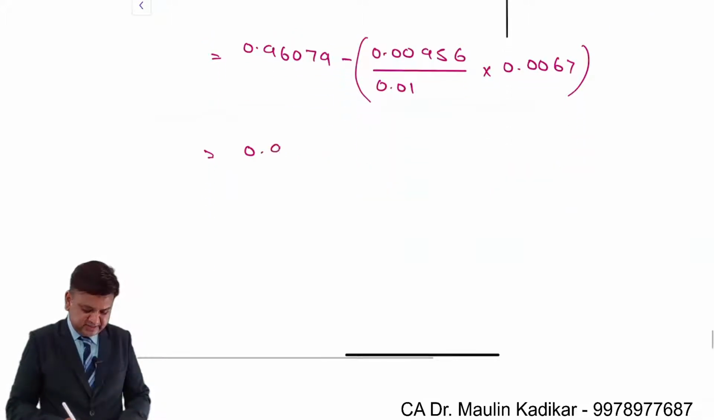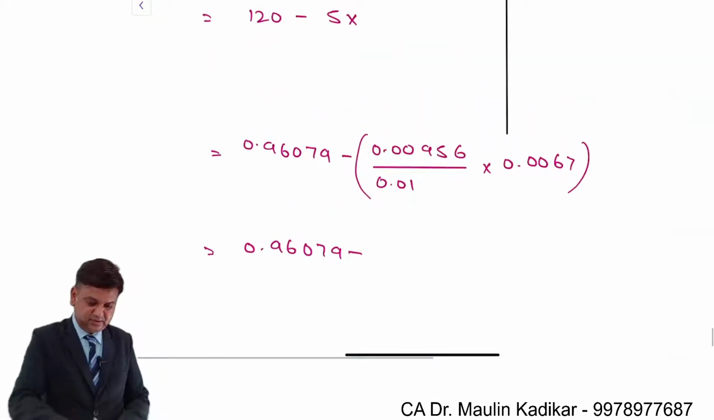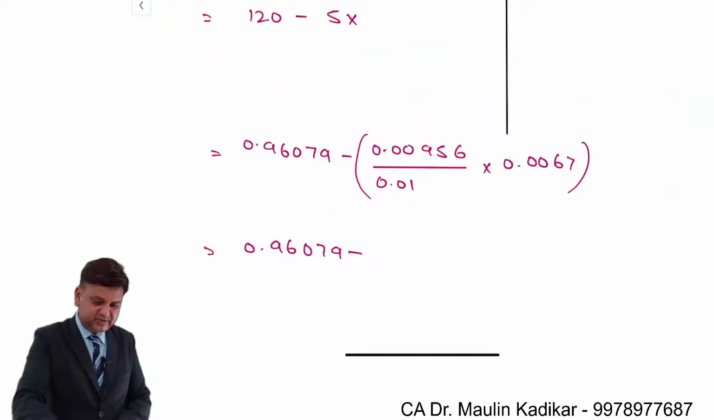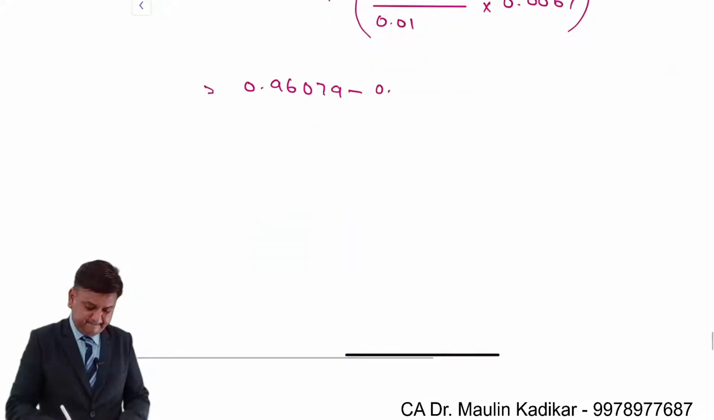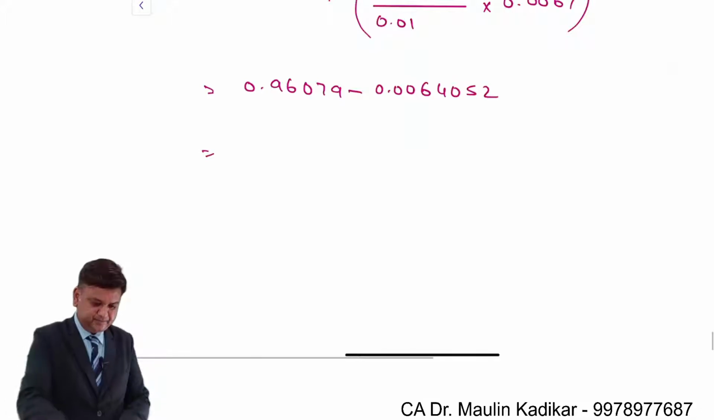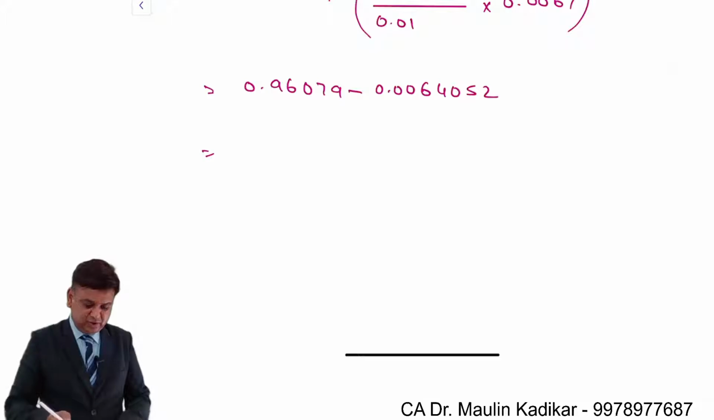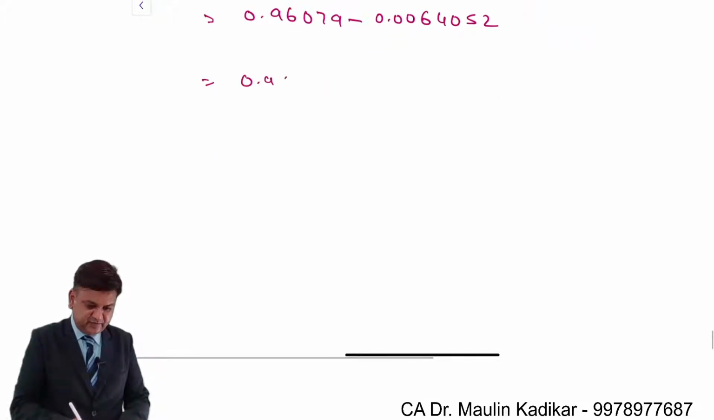So 0.96079 minus 0.00956 divided by 0.01 into 0.0067. So 0.006405 is deducted from 0.96079. So the answer is 0.9543848.